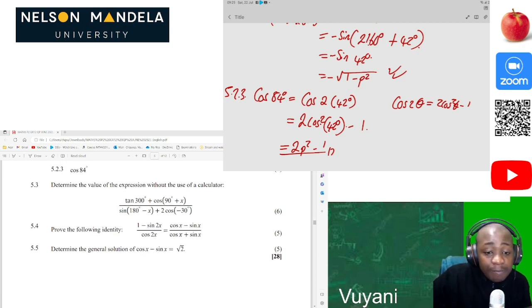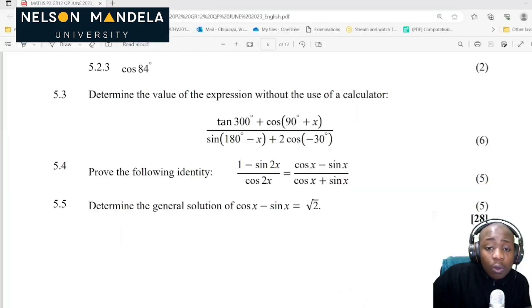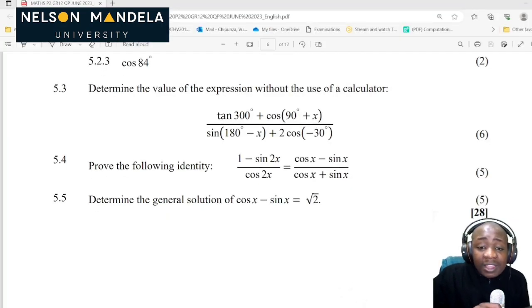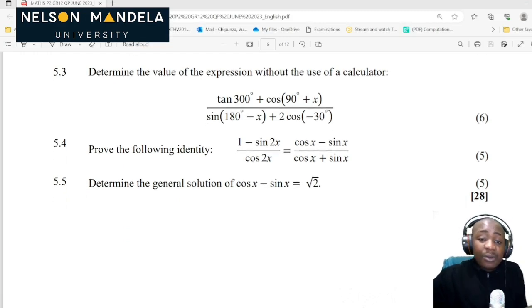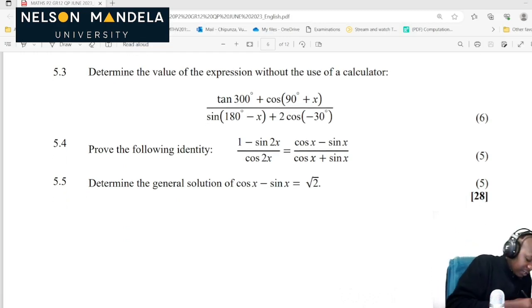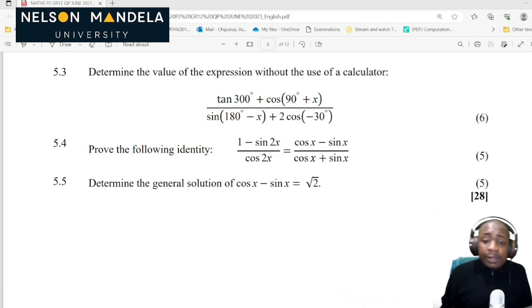Now let's look at 5.3. What does it want? Determine the value of the expression without the use of a calculator. The moment you use a calculator, you are already out. This is fantastic. Let's go for 5.3.